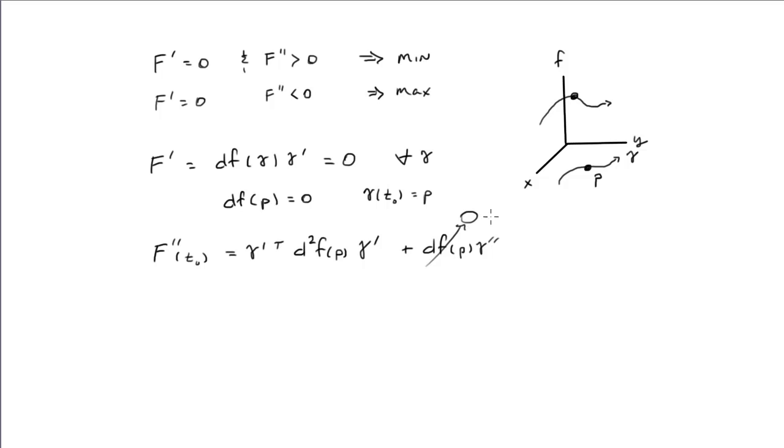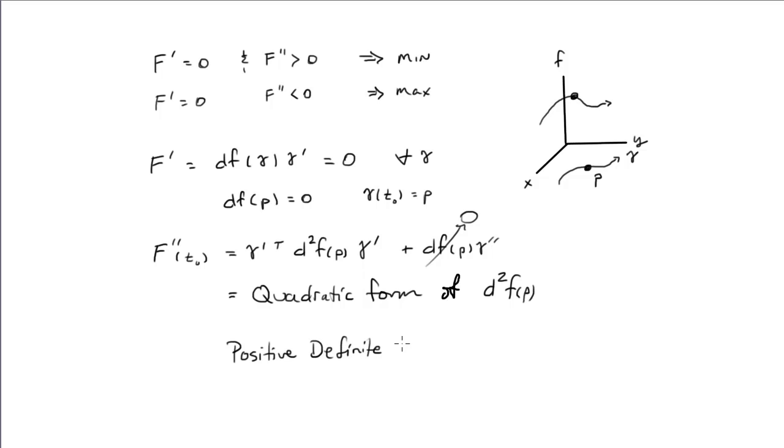And here becomes our second derivative test for multivariable functions. We look at the quadratic form associated with the matrix. And if that quadratic form is positive definite, which means it's a positive number for all vector inputs, or if it's negative definite, a negative number for all vector inputs.